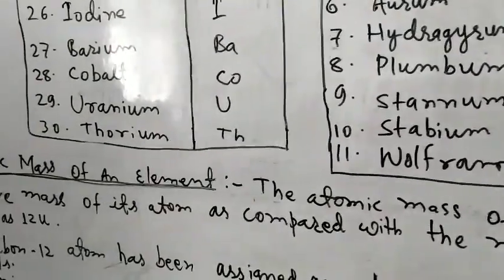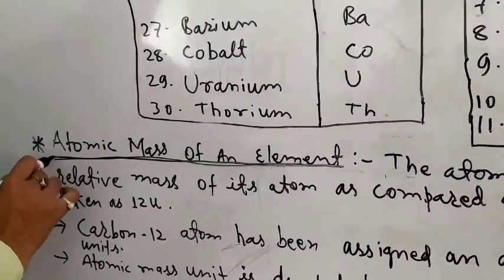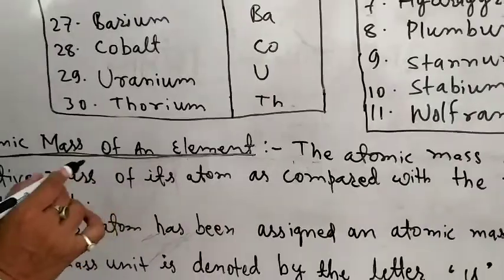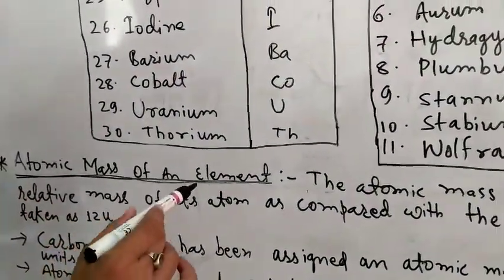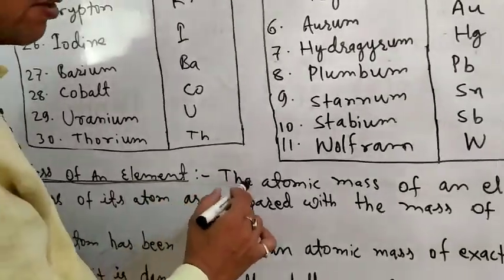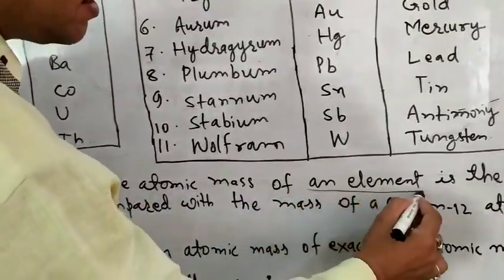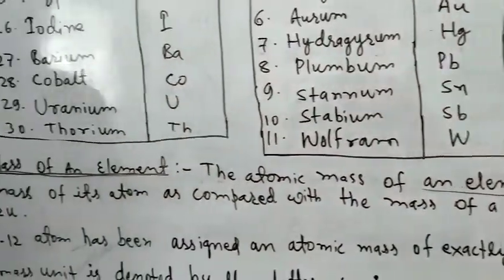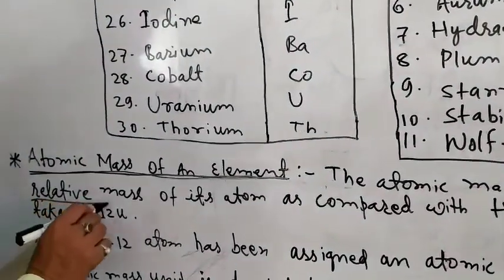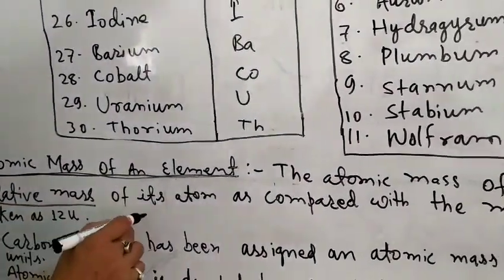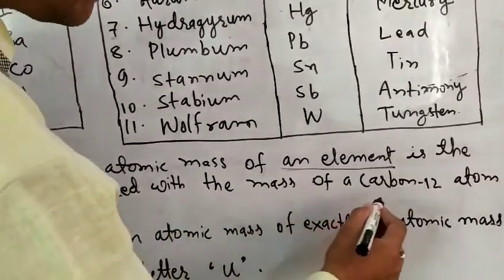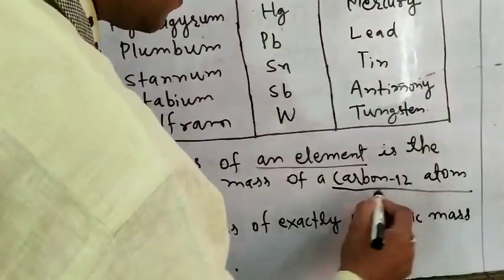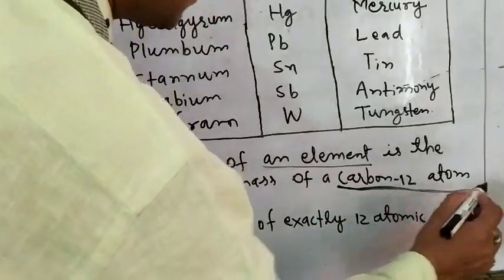Now we have to study the atomic mass of an element. What is the atomic mass of an element? We have to define this. The atomic mass of an element is the relative mass of its atom as compared with the mass of a carbon-12 atom.